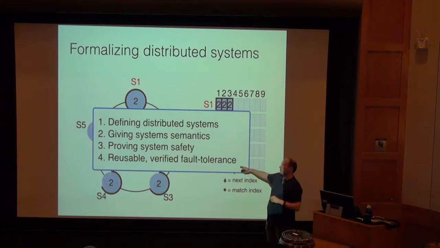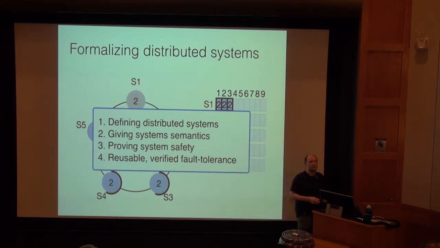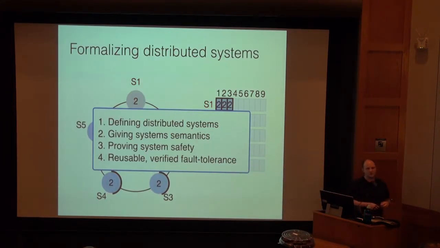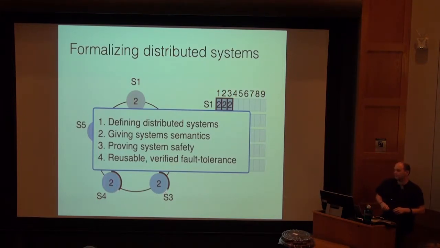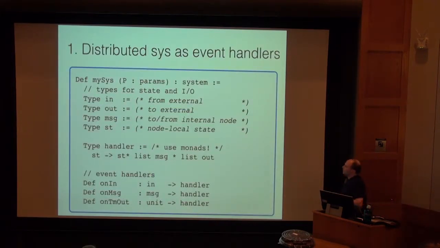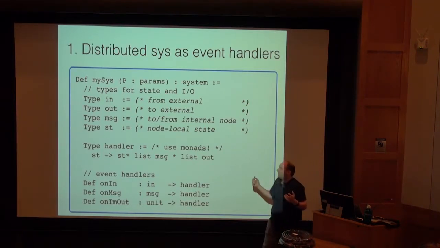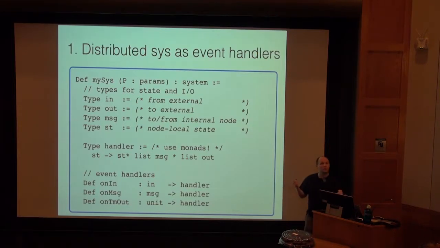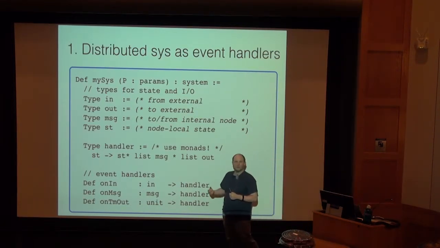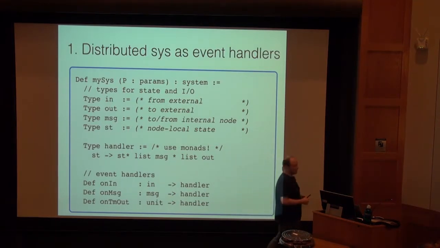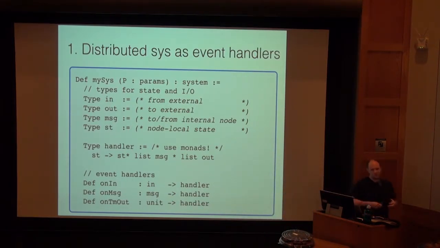And then I want to show a cartoon version of reusable verified fault tolerance, and then we'll actually look at some examples in Coq. Okay, so we saw how to define systems, right? Basically, we define some base types for input, output, what nodes are in the system, what messages those nodes can exchange on the network, and then also provide event handlers, like handle message, handle input. Those describe how the system reacts when something from the external world or from another node interacts with it.